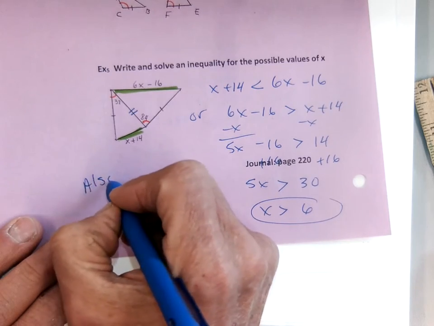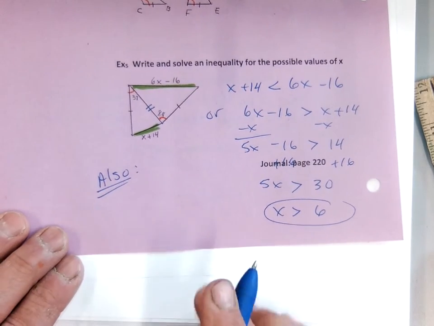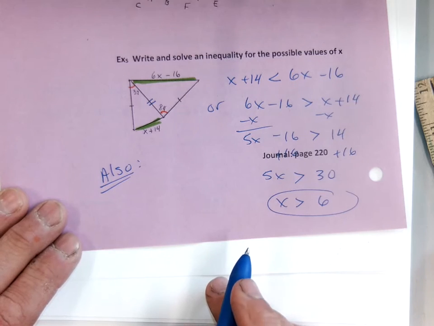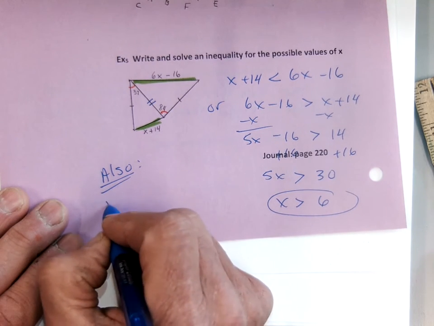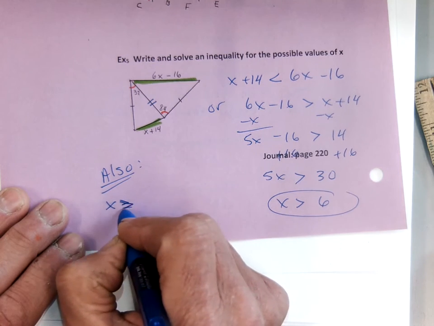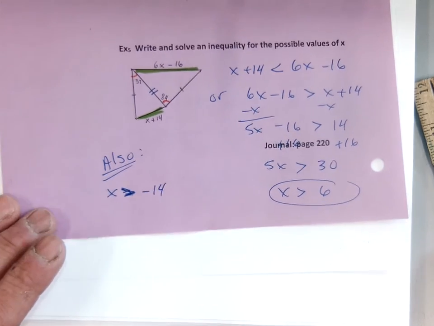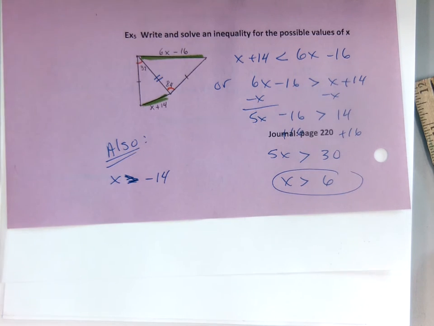Also, this is an important thing. Here's where your brain's going to work. Also, x has to be greater than negative 14. Where did I come up with that? Why did I say this? Come on, put your brains on. It's Monday. What if x were negative 14? Can you have a side of 0? You wouldn't have a triangle, would you? Agree with that?